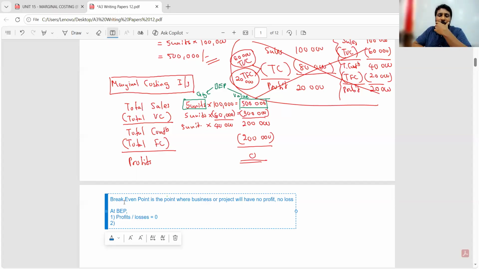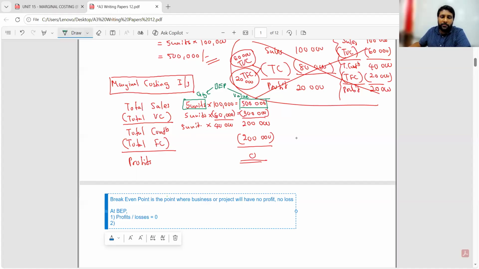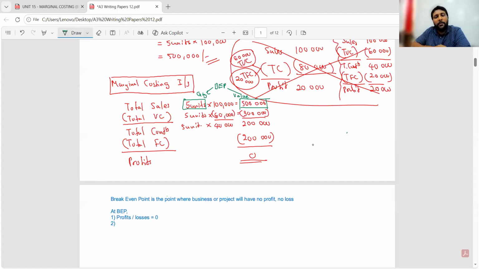Now you look, people, in this question. You look at this. How much is the total contribution? Tell me. In this question, how much is the total contribution? 200,000. How much is the total fixed cost?